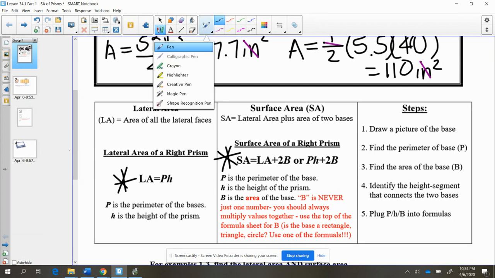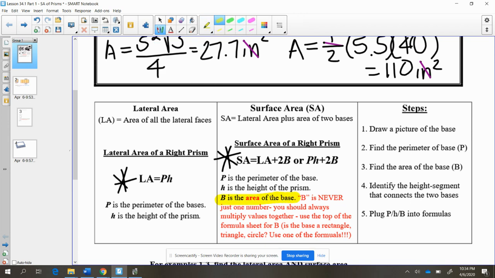Now, something really important to note here is that big B means the area of your base. So you are never going to just have a number. It's not going to just be a side length. It's going to be requiring you to calculate an area just like we had to do in the bell ringer.